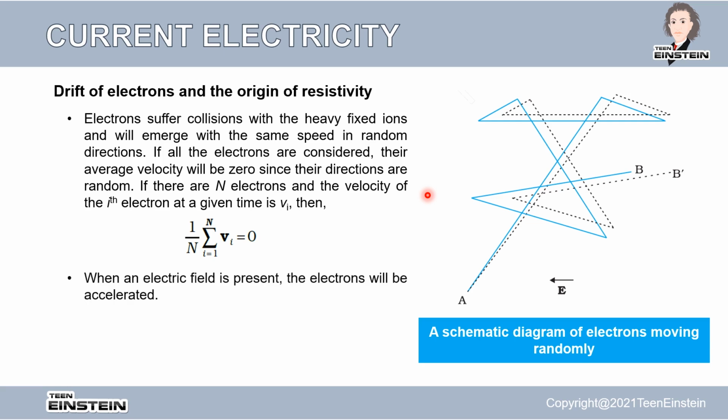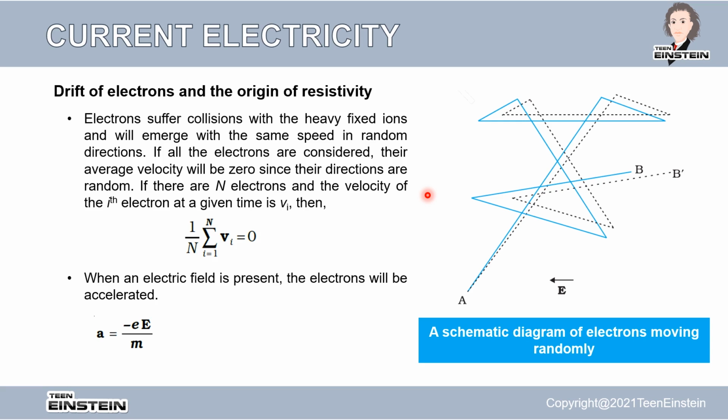But when an electric field is present, the electrons will be accelerated, because now the electric field is driving the electrons in a particular direction by creating a force. So now the electrons will be accelerated. How will we define this acceleration? Acceleration equals F by m from Newton's second law, F equals ma, right?